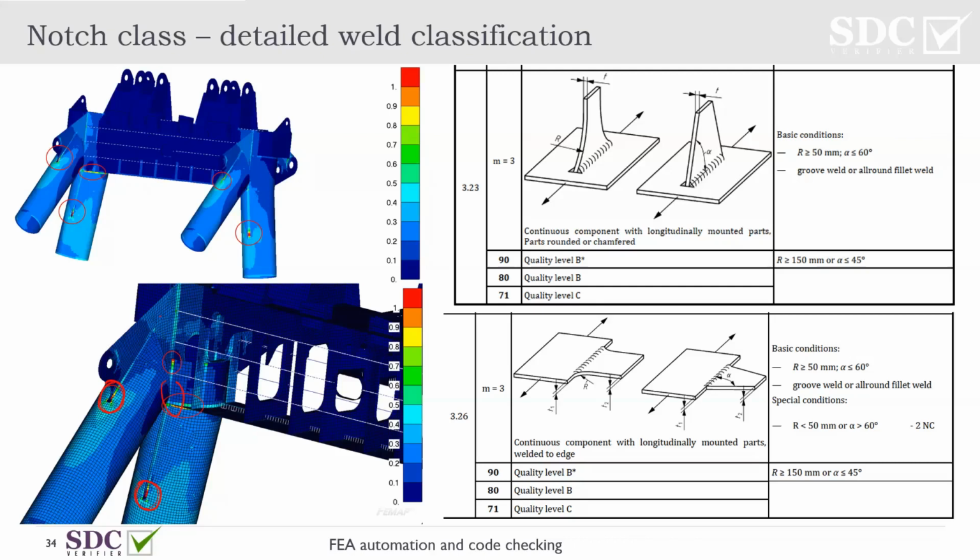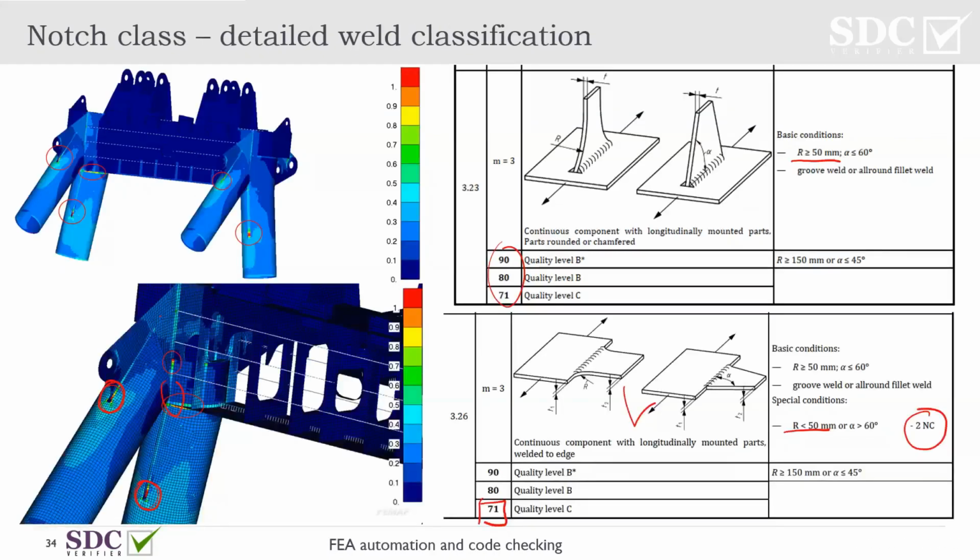Depending on the radius, which should be at least 50 millimeters, and an angle, you end up with different values. Same as for here. For example, if it does not meet the basic requirements and this radius is less, you have -2 notch classes, which is not even 71 anymore, but you end up at above 50, right? So this is a huge reduction, and this is a good indication of what is supposed to be done and what you can still do.